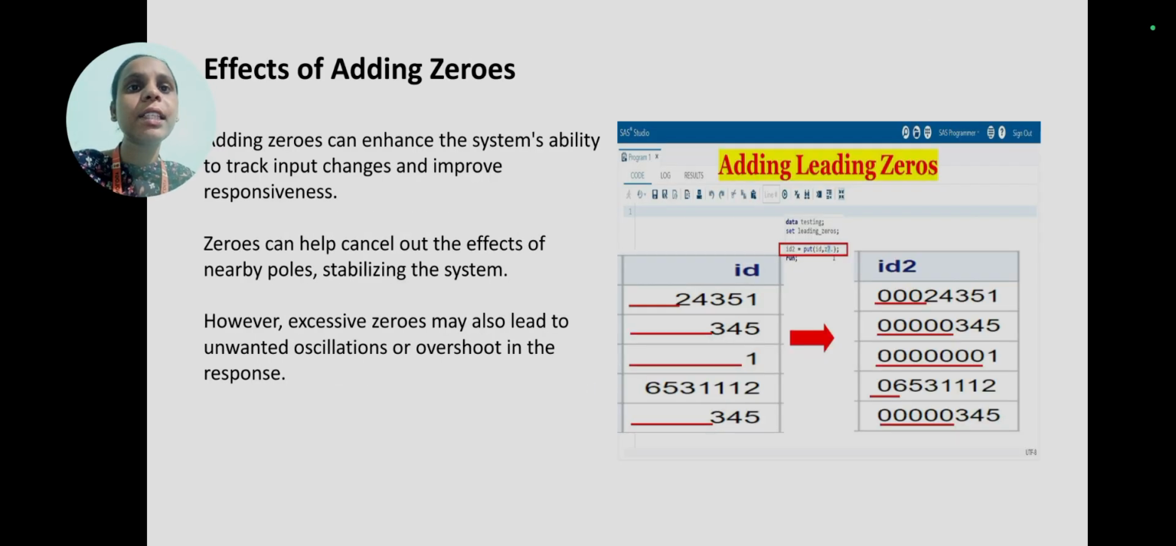Effects of adding zeros. Adding zeros can enhance the system's ability to track input changes and improve responsiveness. Zeros can help cancel out the effects of nearby poles and stabilize the system. However, excessive zeros may also lead to unwanted oscillations or overshoot in the response.